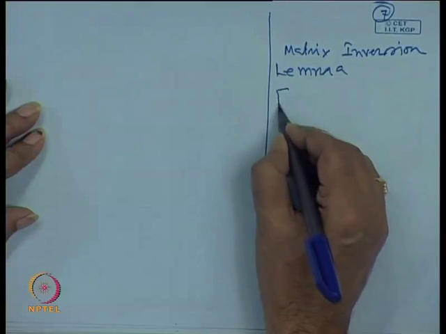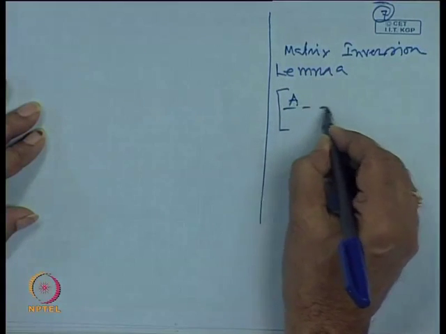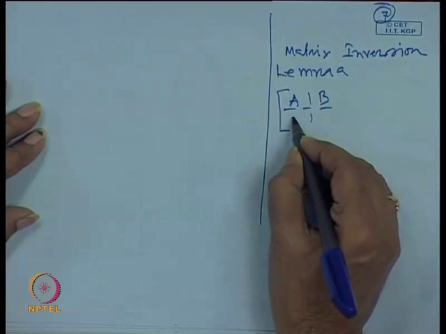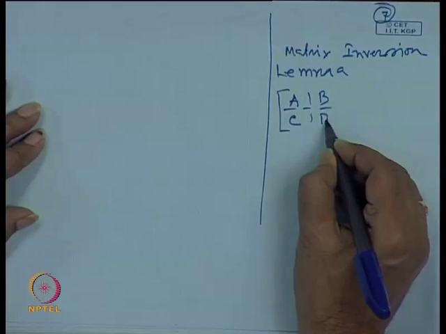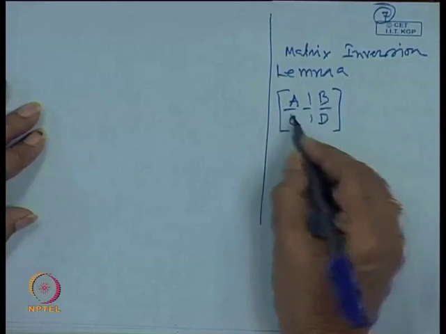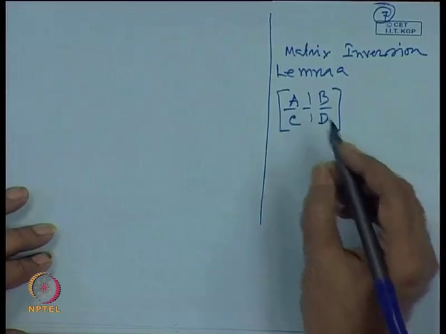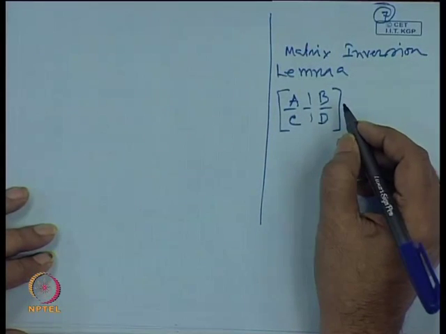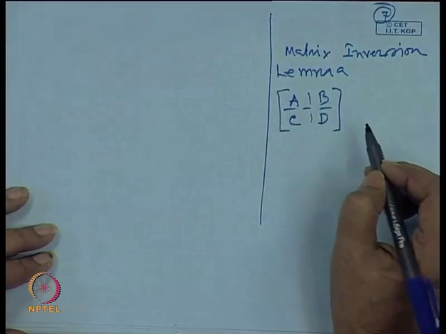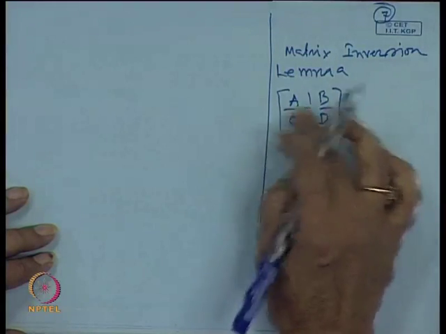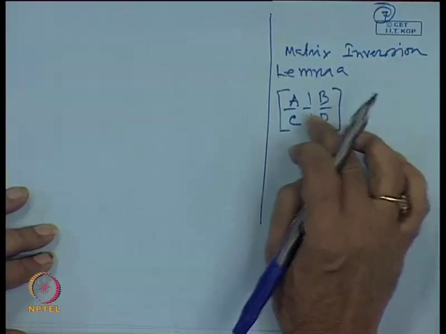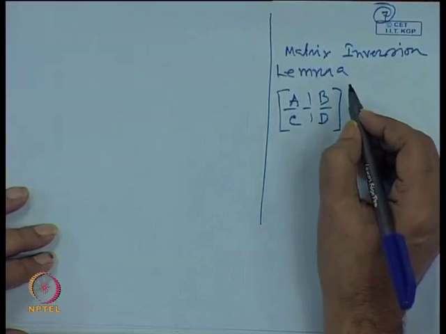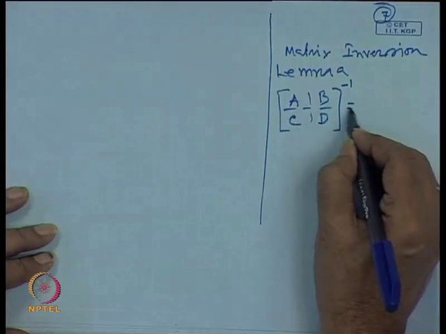So, if you have a matrix A, suppose we have a matrix A, B, C, D, and they are partitioned this way, agree? And it is assumed that A and D inverse exist. We have partitioned in such a way that these are square matrices and their inversions exist. So, you have to find out the inversion of that one.